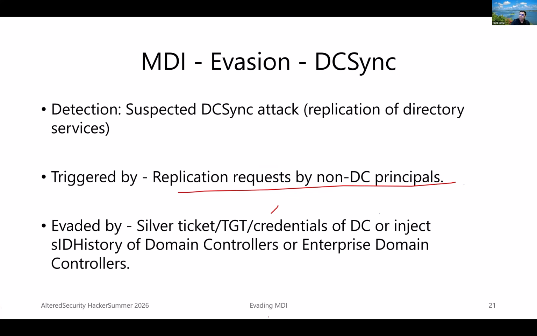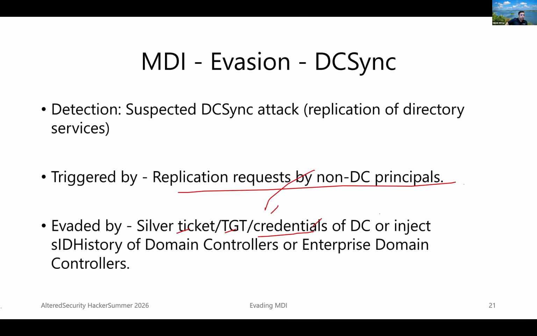If you don't have that, because that is a massive prerequisite, what is it that you can do? If you can generate a silver ticket, you can steal a TGT if you have the machine account credentials of the domain controller machine account, or even if you inject SID history of the domain controller or enterprise domain controllers group, you can evade DCSync. Other than that, this is something that MDI has put its foot down on, that, okay, this is something I am absolutely not going to allow.